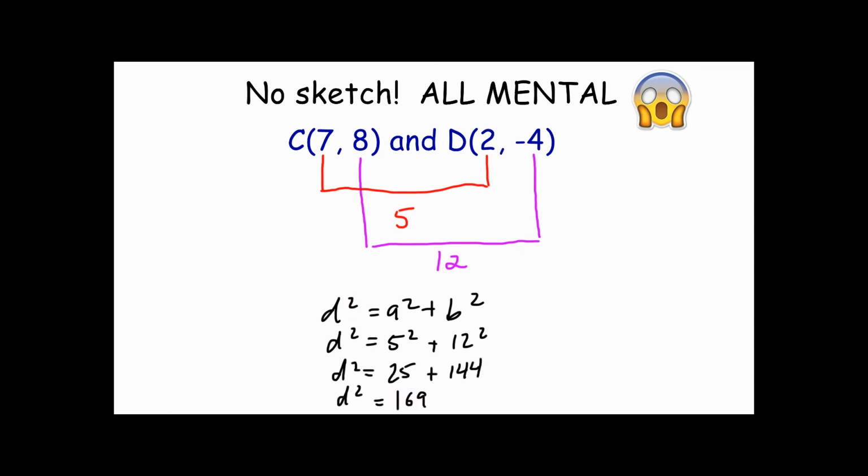Squaring those two gives you 25 and 144, and adding that together gives you 169. Finally, if we take the square root of 169 and also d squared, we find out the distance between those 2 points is 13. We just did that mentally. We didn't do anything with the graph. We just kept in mind that there was a right triangle involved, and we used what we knew about the coordinate plane, and we did it in our heads. I think that's pretty cool.